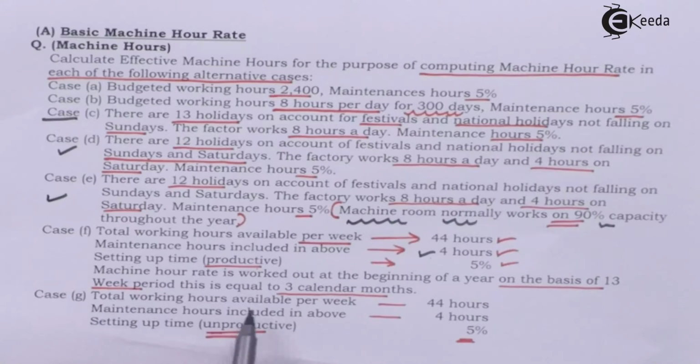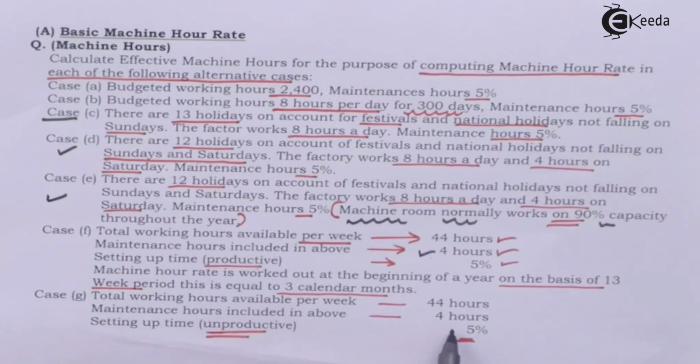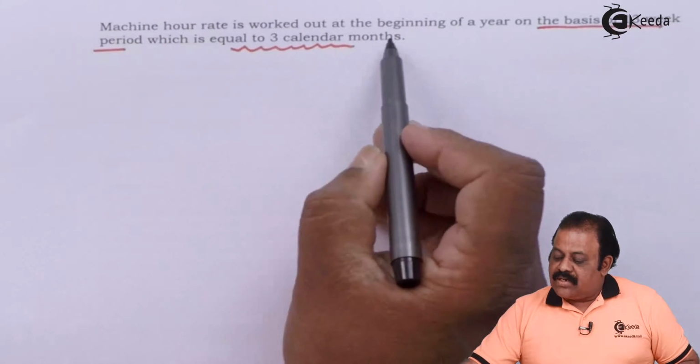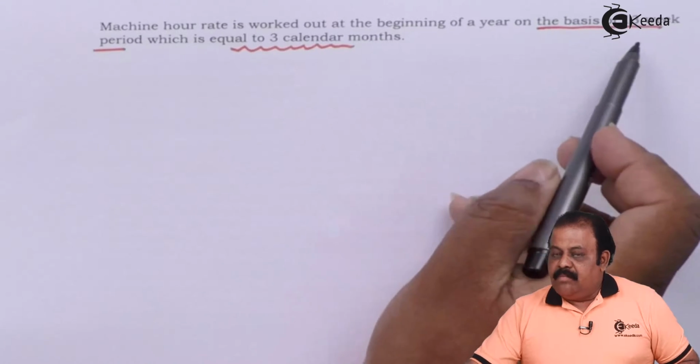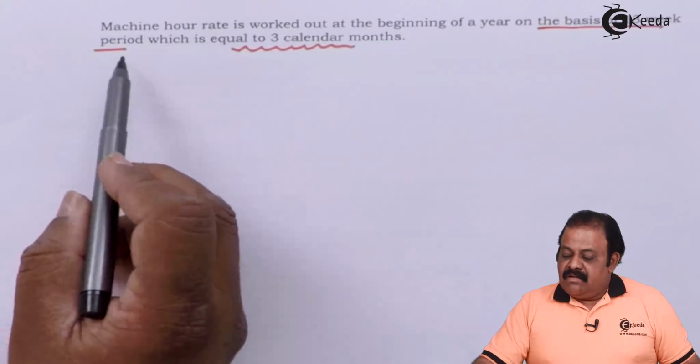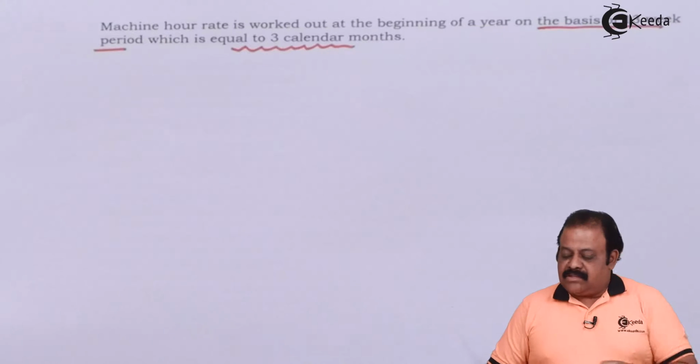Last case: total working hours available per week 44 hours. Maintenance hours included in the above, 4 hours. Setting up time unproductive 5%. Machine hour rate is worked out at the beginning of the year on the basis of a 13-week period, which is equal to 3 calendar months.